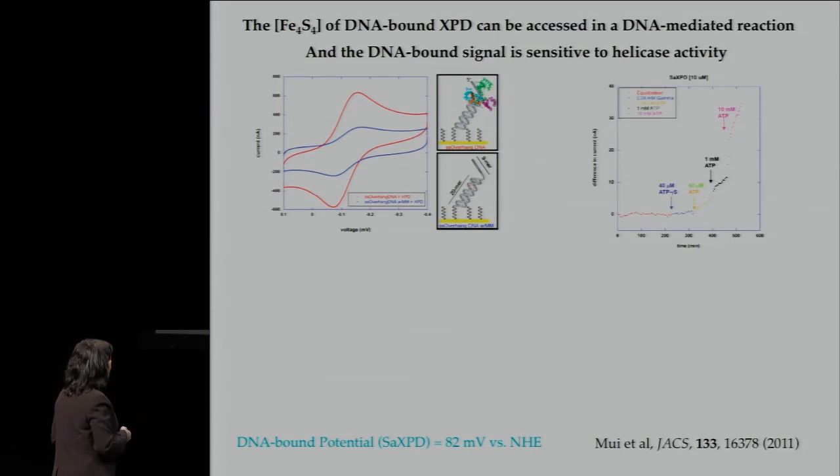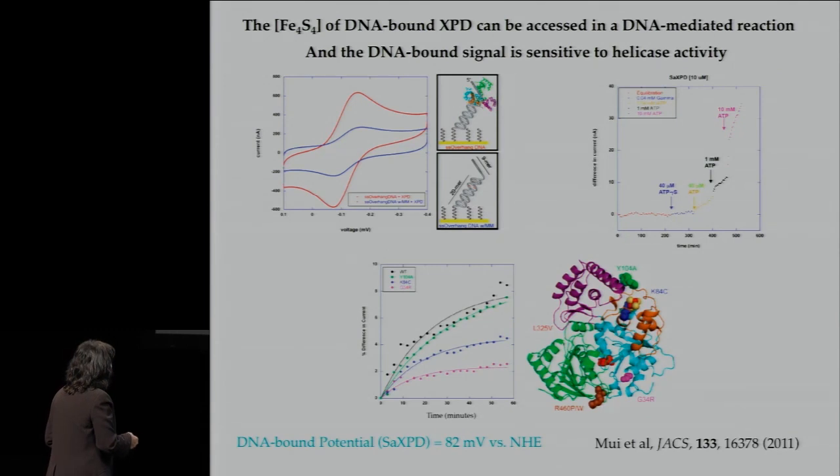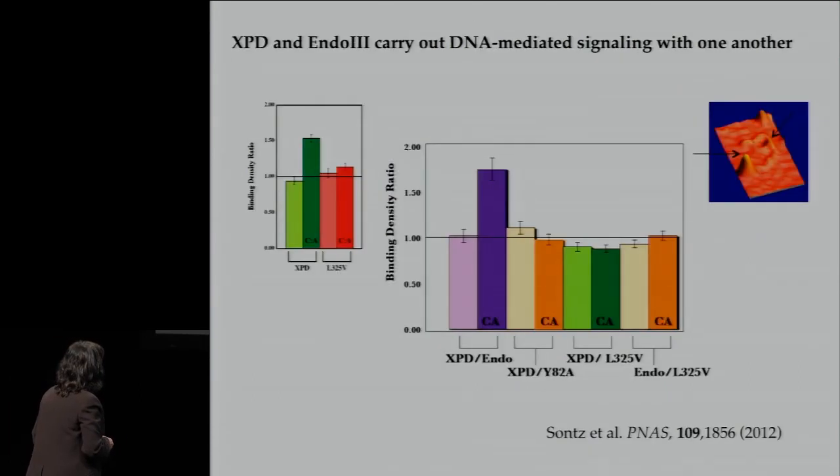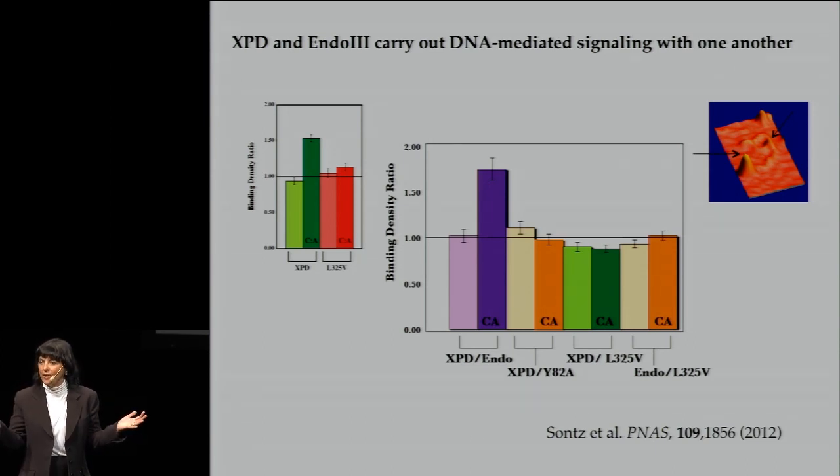The signal depends on the ATP, and the signal correlates with how good it is at carrying out its helicase activity. And so in this case, what we did was ask, well, does XPD also find the mismatched strand? Well, it does find the mismatched strand. If we do the AFM assay, it preferentially goes to the mismatched strand. And if we have a mutant of XPD that can't do electron transfer, it doesn't find the mismatched strand.